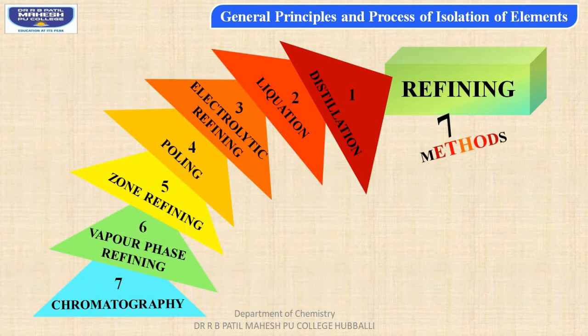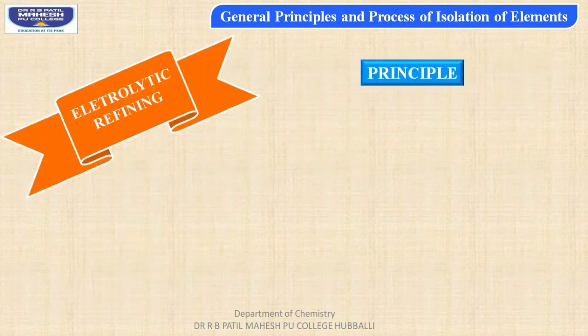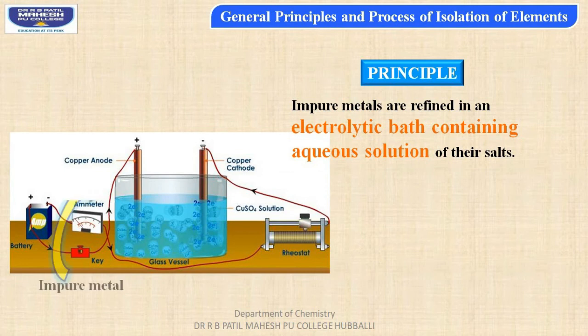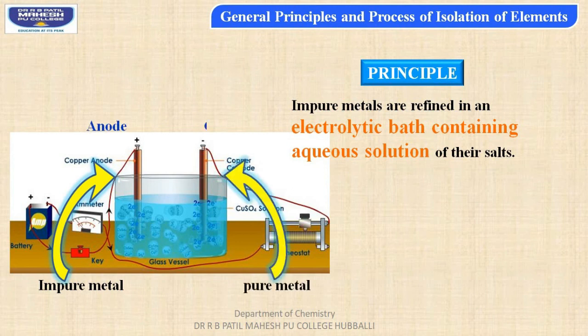Let's continue with the third refining method. It is electrolytic refining. Let us consider the principle involved in electrolytic refining of metals. Impure metals are refined in an electrolytic bath containing an aqueous solution of their salts. So it is called the electrolytic solution. Always the impure metal is made the anode, whereas the pure metal is made the cathode.